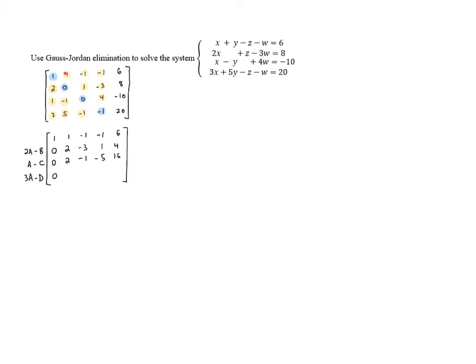3 times 1 is 3, and 3 minus 5 is negative 2. 3 times negative 1 is negative 3, and negative 3 minus negative 1 is negative 3 plus 1, which is negative 2. Negative 1 times 3 is negative 3, and again, negative 3 minus negative 1 is negative 3 plus 1, which is negative 2. And then lastly, 3 times 6 is 18, and 18 minus 20 is negative 2 as well.